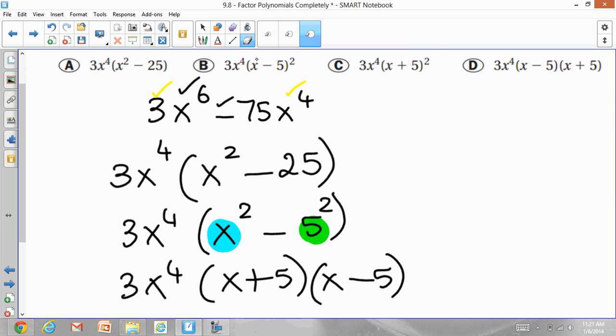So looking at the answer choices, I have 3x to the power of 4 in all the places. So the only difference is x plus 5, x minus 5. X plus 5, x minus 5 is here. So the correct answer in this case will be D.